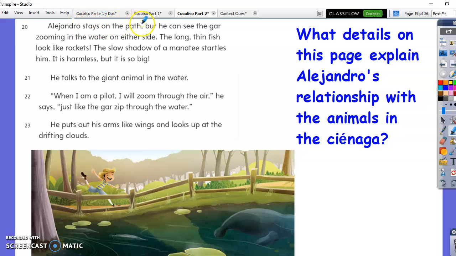Alejandro stays on the path, but he can see the gar zooming in the water on either side. The long, thin fish look like rockets. The slow shadow of a manatee startles him. It is harmless, but it's so big.